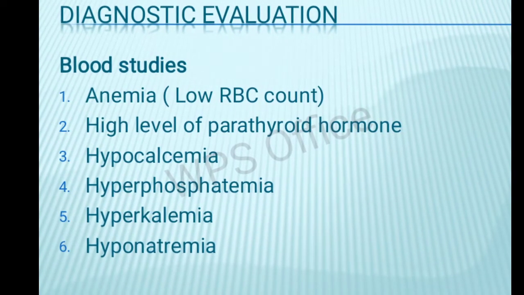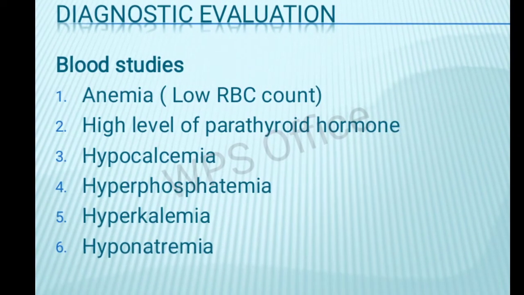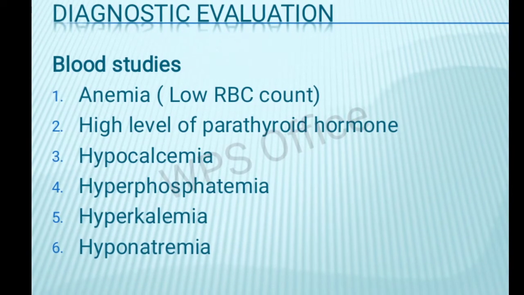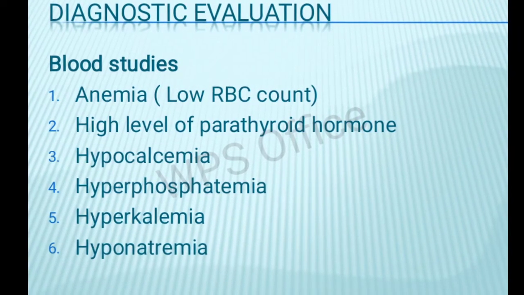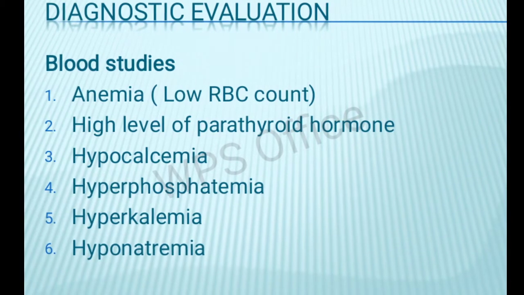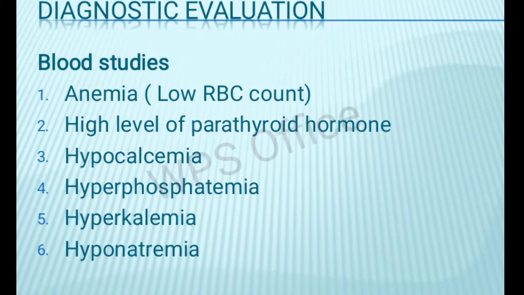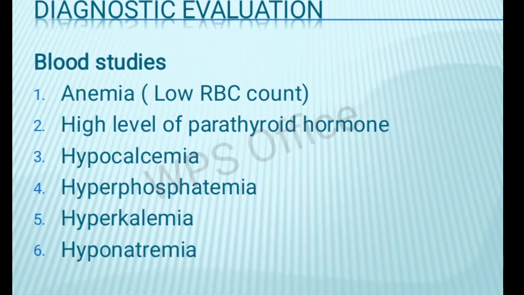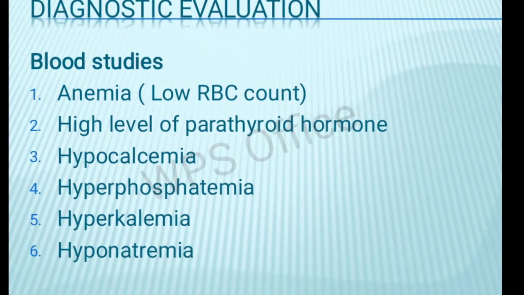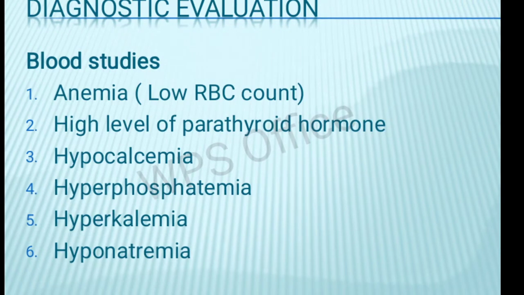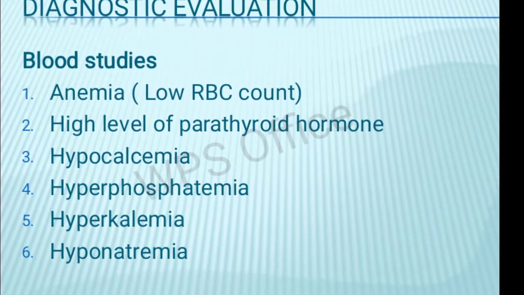Then hypocalcemia, that is low level of calcium will be there. Hyperphosphatemia, that is high level of phosphate will be there. Then hyperkalemia, high blood level of potassium. Then hyponatremia, sodium will be low. Then low blood level of bicarbonates and plasma pH.